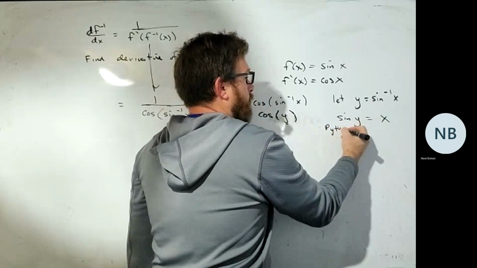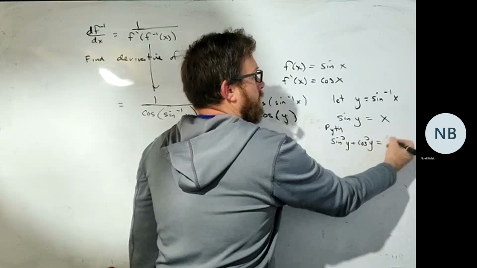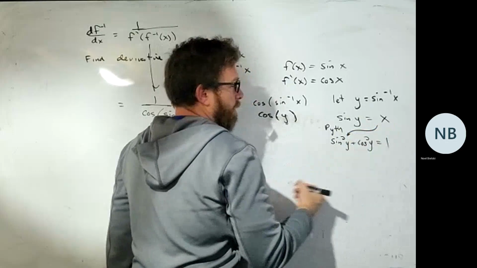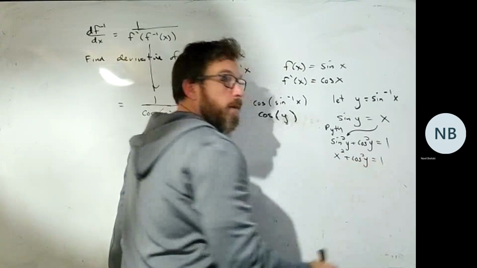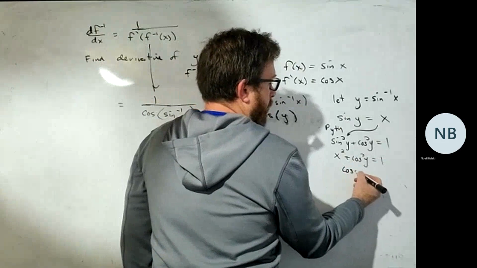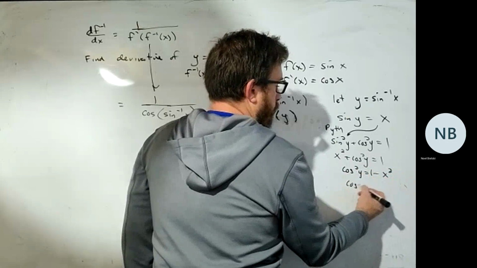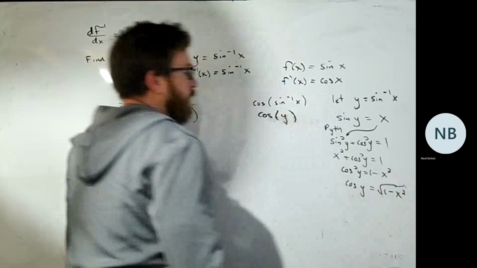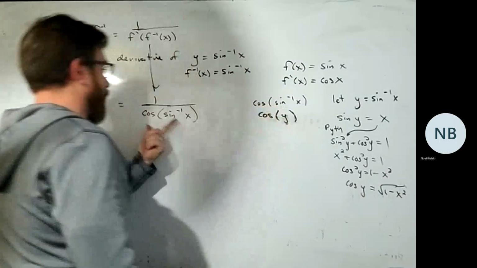The Pythagorean theorem says that the sine squared of y plus the cosine squared of y is equal to 1. And I know the sine is x, so I'm going to plug that right in. So x squared plus cosine squared of y is equal to 1. Solving for cosine, you'd subtract x squared, so 1 minus x squared, and then you'd square root. So the cosine of y is going to be the square root of 1 minus x squared. And remember, the cosine of y is the same thing as the cosine of the sine inverse. So what we figured out is that's the denominator.